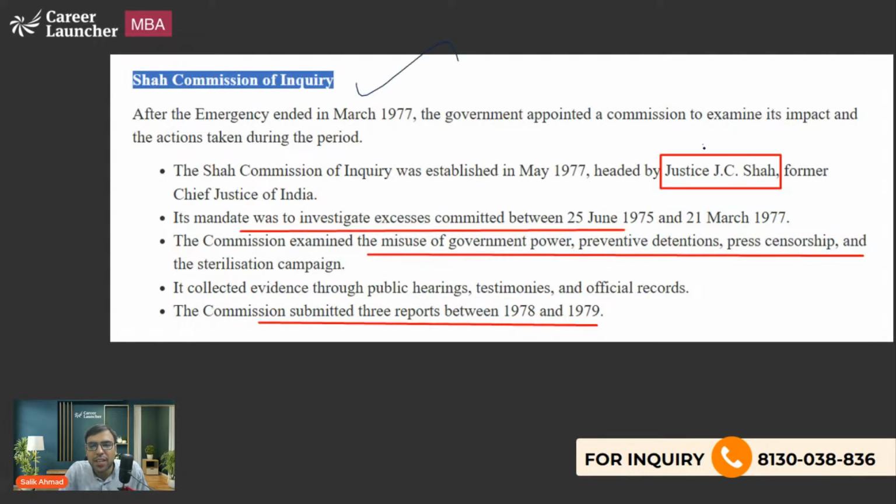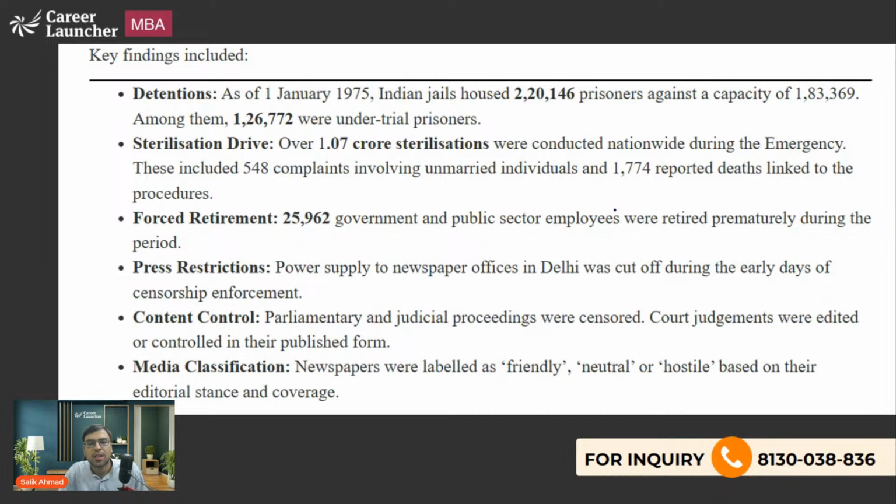So the Shah Committee inquiry, Justice J.C. Shah was the former CJI. It came up with the report of how the powers were misused during the national emergency. That is what you should be knowing. So these many people were detained, almost 2.2 lakh prisoners, etc. Sterilization drives were carried out.